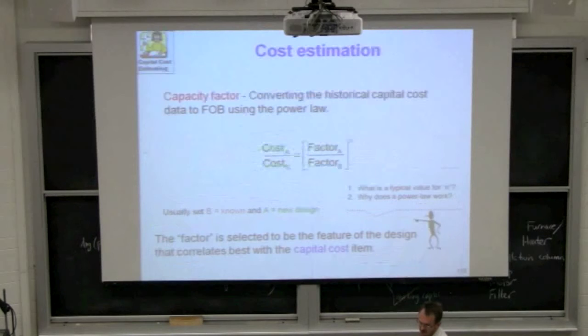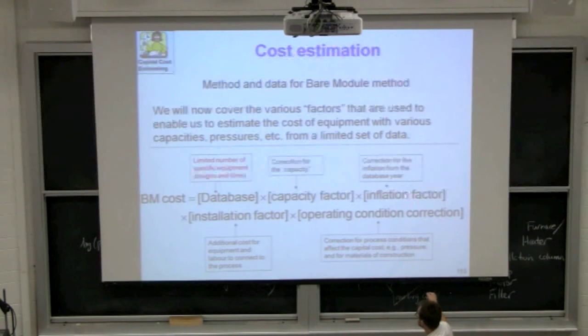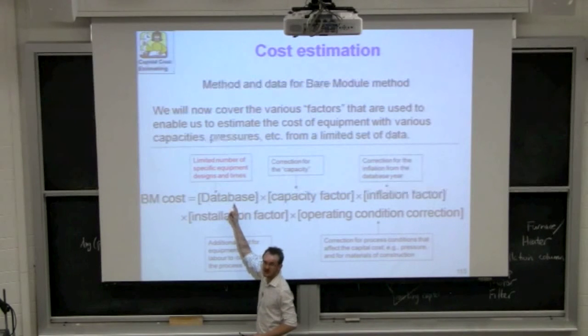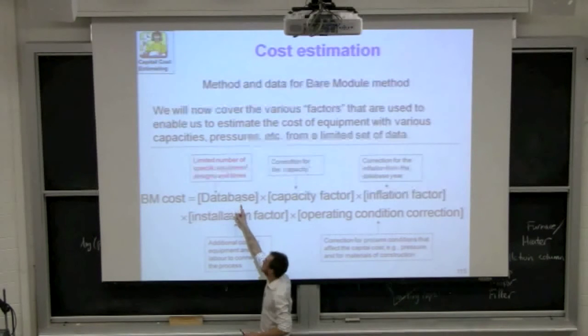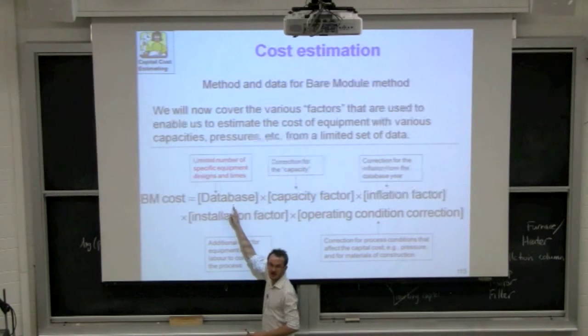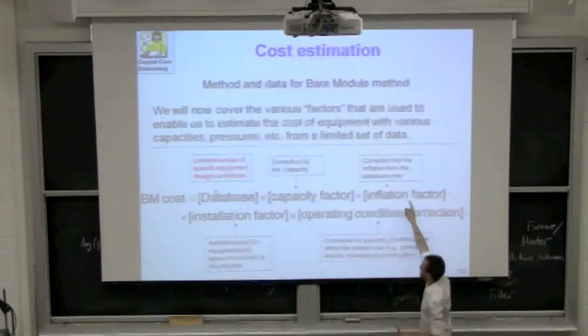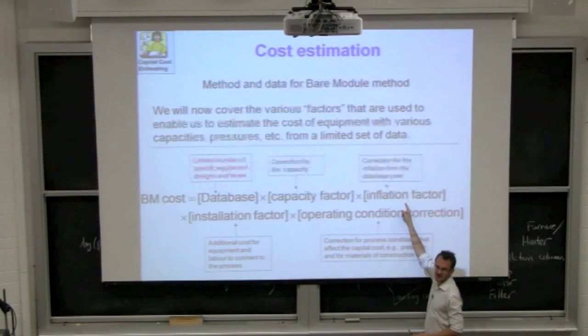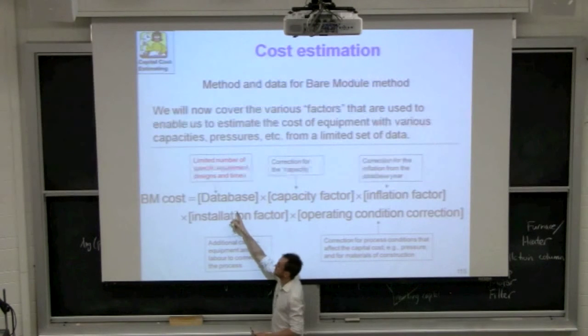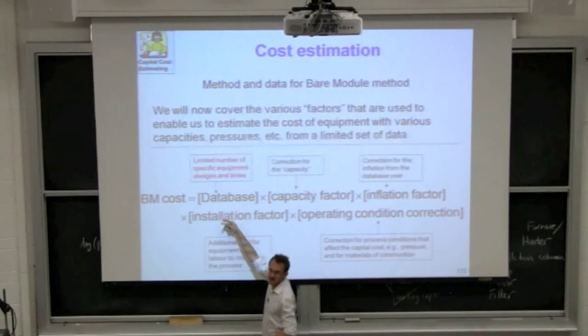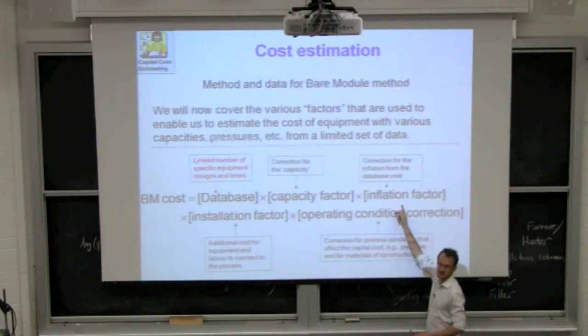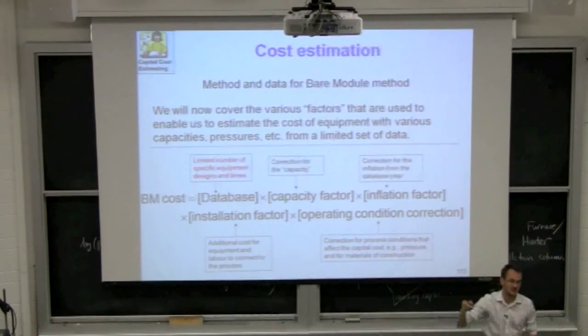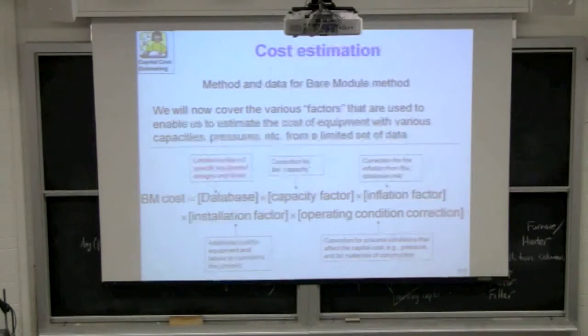So when you want that multiplier, that inflation factor, when you look up your database price, not only do you look up your database price, you also have to look up your database time. If that price is for a pump in 1970, you have to choose the correct inflation factor to go from 1970 to 2014. If the database, for example, was for a pump in the year 2000, you would use a different inflation factor over here to simply go from 2000 to 2014. So that inflation factor is very much dependent on the reference year that your database comes from.